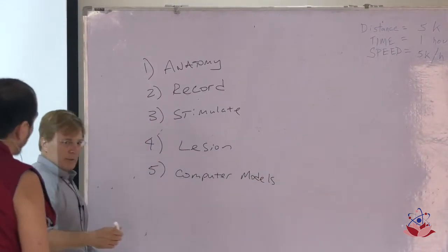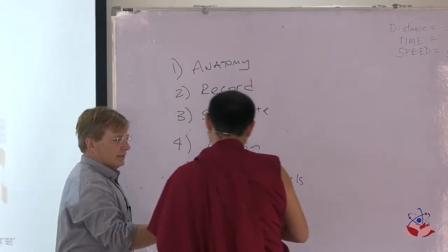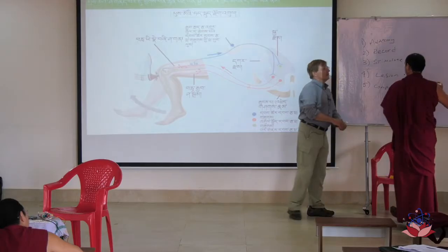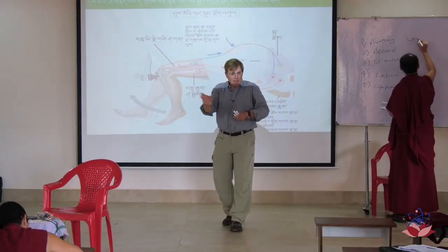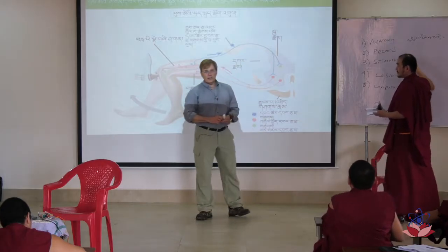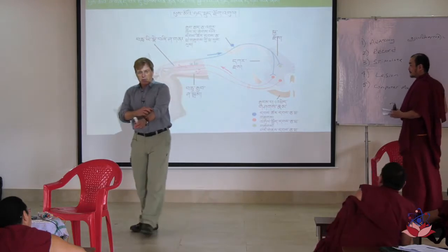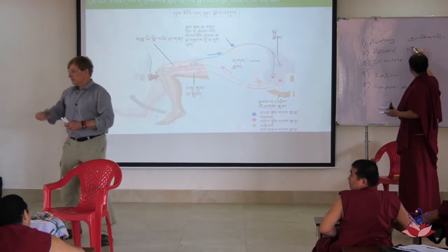Maybe you can write the translation. Anatomy. It's the structure. Right? Anatomy is looking in a microscope and examining the structure of the brain. Recording is monitoring the activity of the brain, and that's what we're going to do here and here.